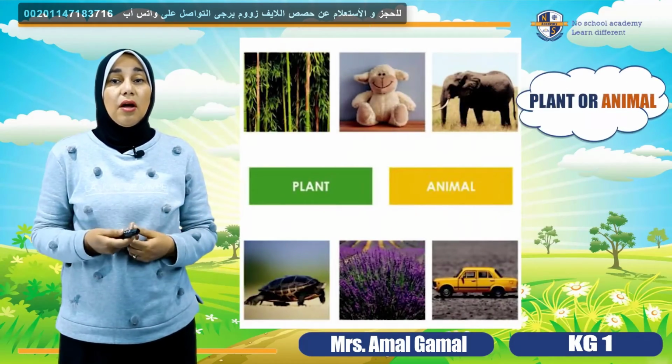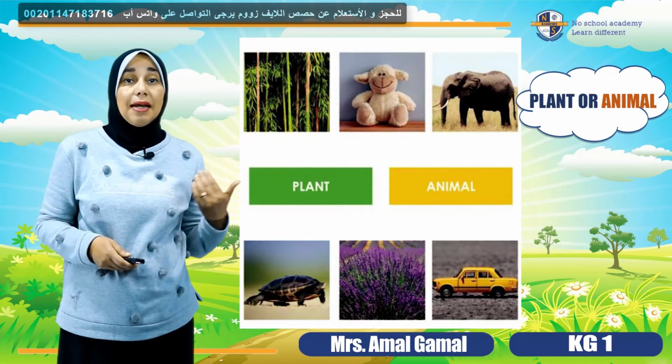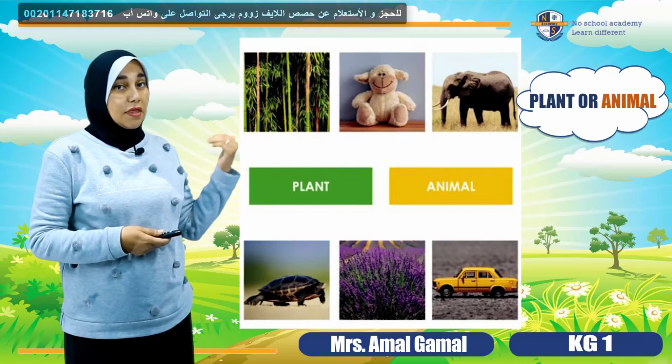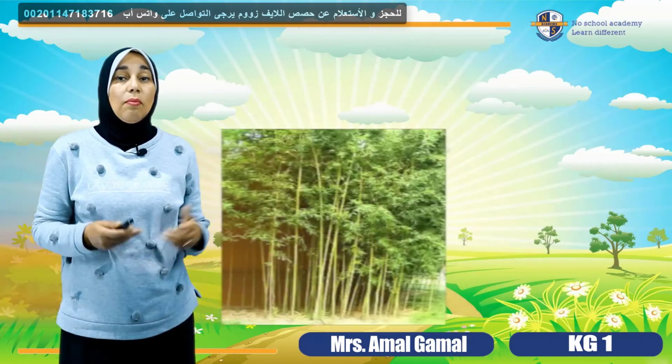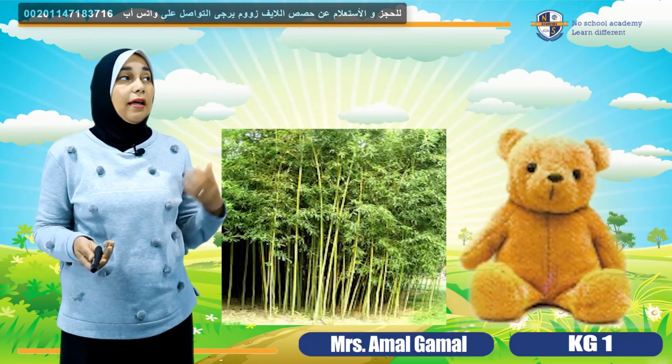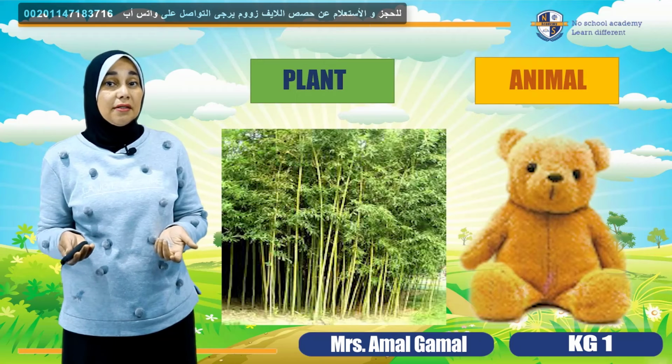We need to learn about plant or animal. Is it a plant or is it an animal? As you can see, we have different things here. Some of them are plants and some of them are animals. So plant or animal, I have a bear and a forest. The forest is plants and the bear is an animal.